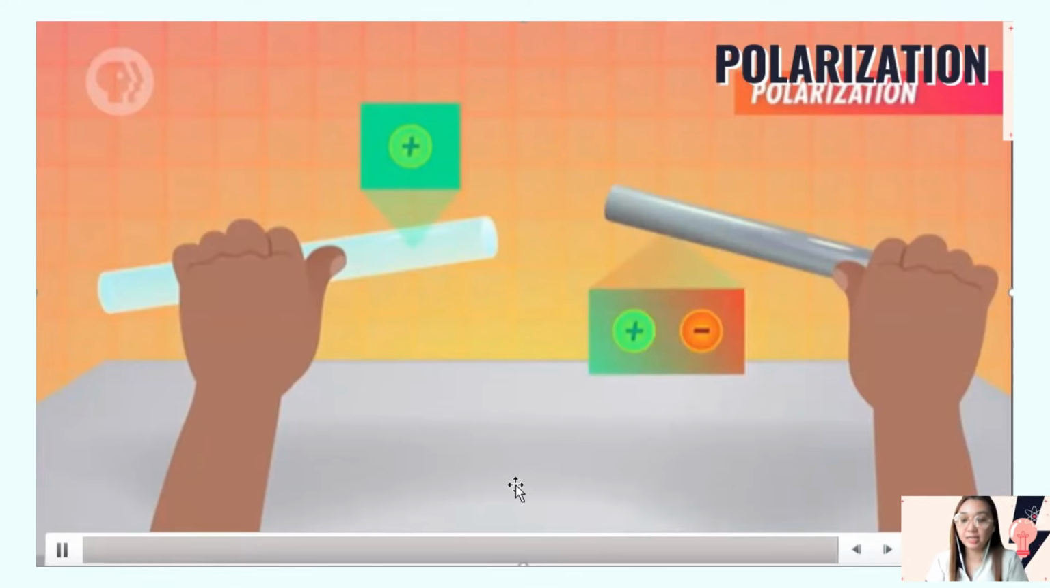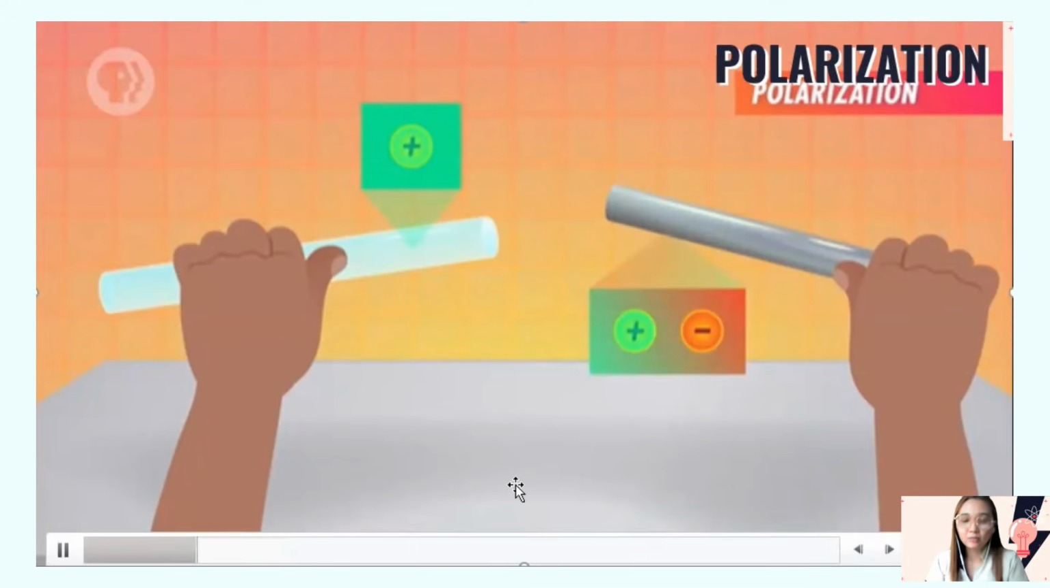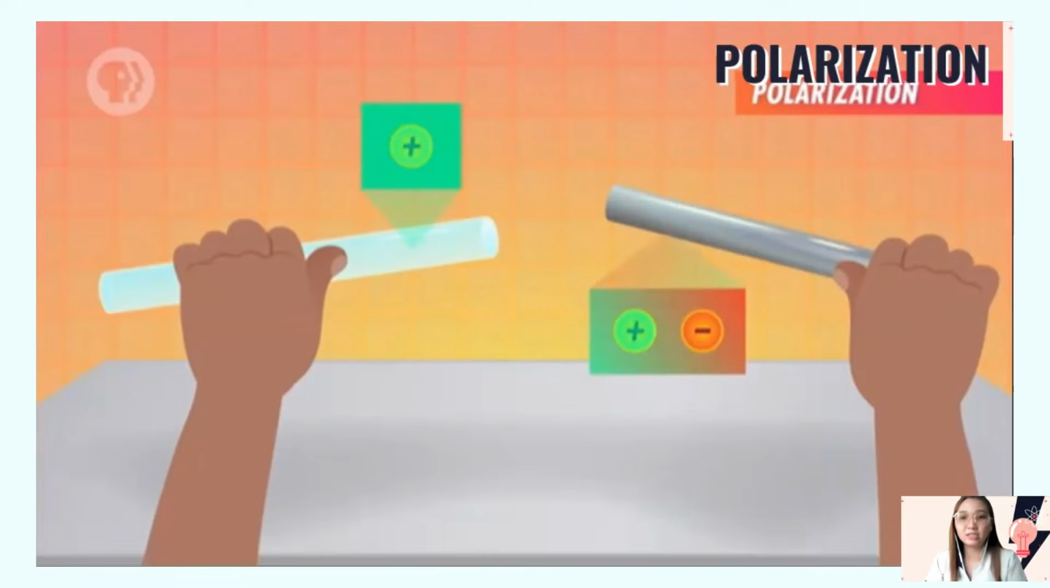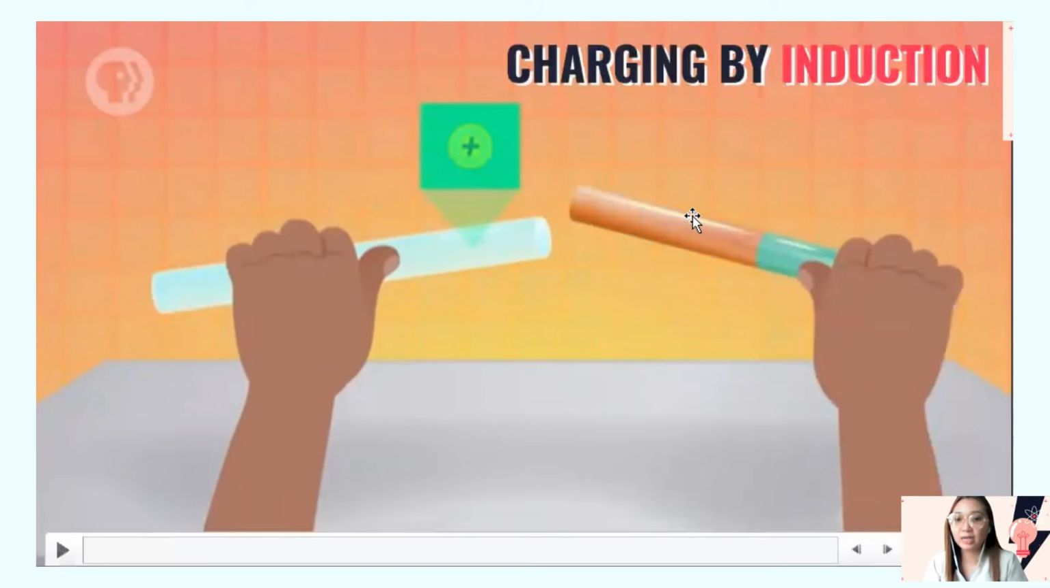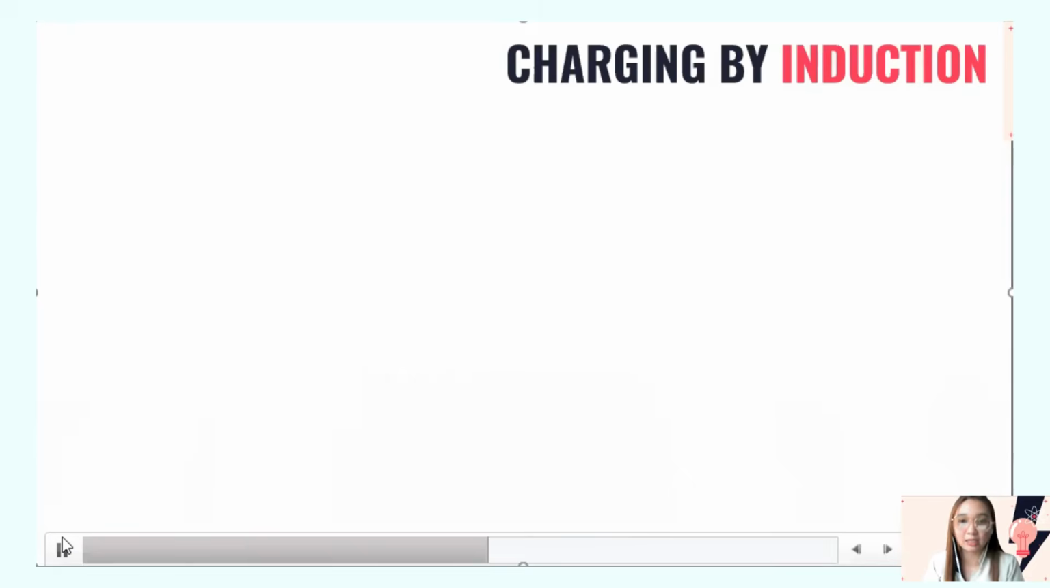And then the last process is charging by induction. Itong charging by induction, ito yung step after polarization. So, kapag meron ka ng polarized object, meron kang dipoles dun sa object mo, na paghiwalay mo, nasa dalawang part yung positive at negative. So, in order for us to get a purely positive and a purely negative material or particle, you have to splice. You have to cut.